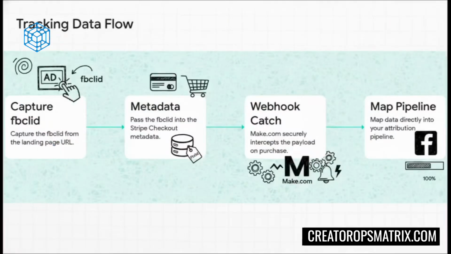Let's actually trace the exact data flow of how true first-party tracking works in the wild. Step 1. A user clicks your Meta ad, and that all-important Facebook click ID, the fbclid, is captured. Step 2. The user checks out via Stripe, and we dynamically append that fbclid directly into the Stripe session metadata. Step 3. A Make.com webhook instantly catches that payload the exact second the payment clears. And Step 4. Make.com formats the JSON payload and pushes it via the Meta Graph API for 100% accurate attribution.